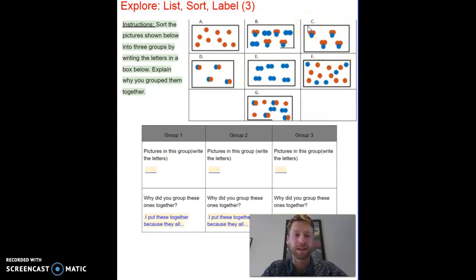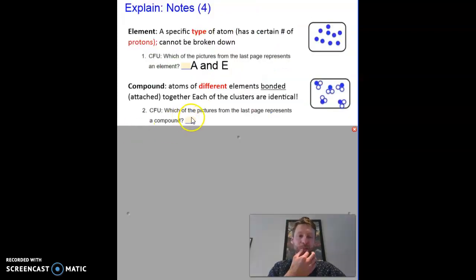The other one that's a compound is D. D is made up of one blue circle and one red circle bonded to each other, and all of them are identical to each other, therefore it is a compound. Let's go ahead and add that back in. C and D.